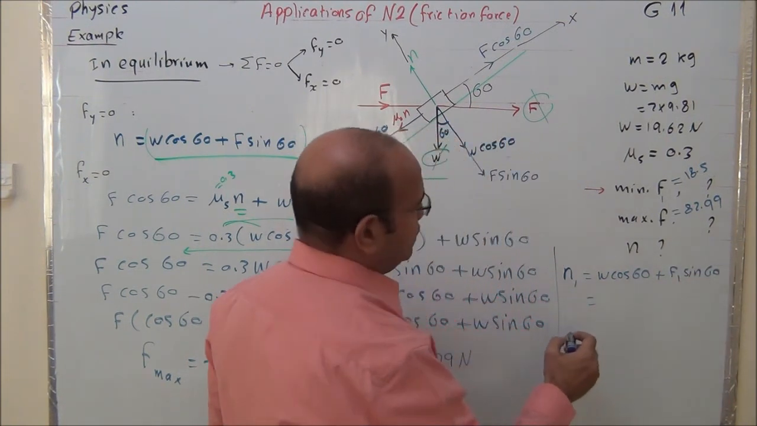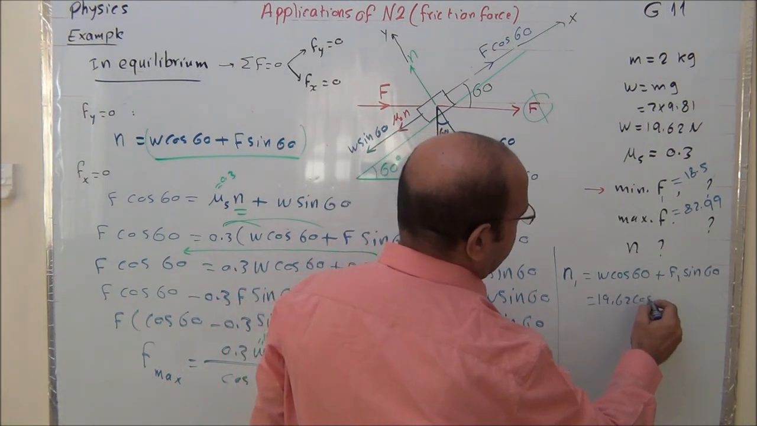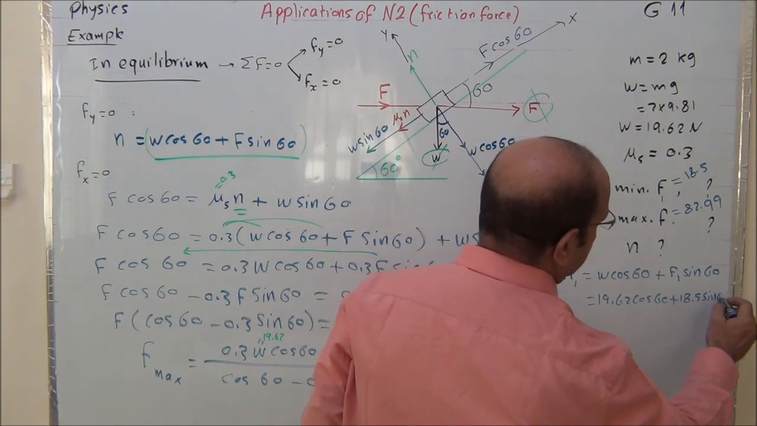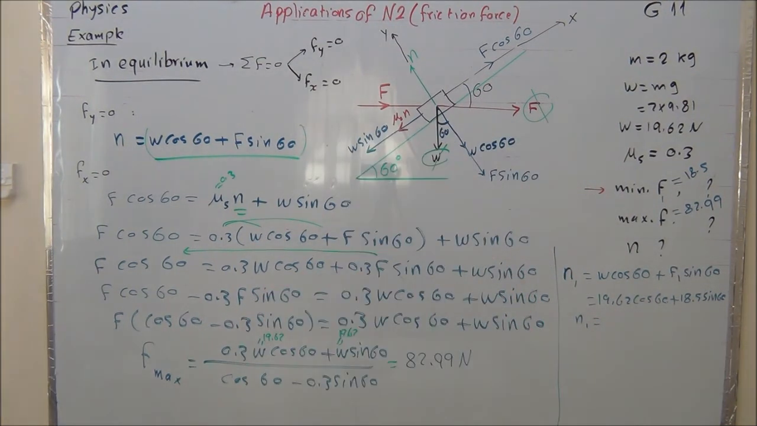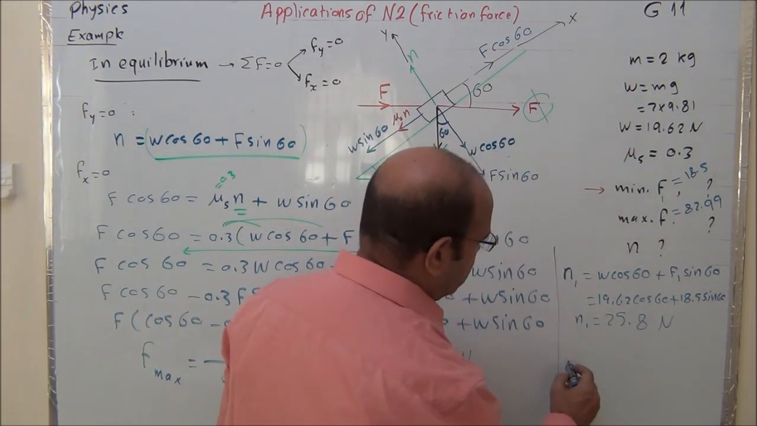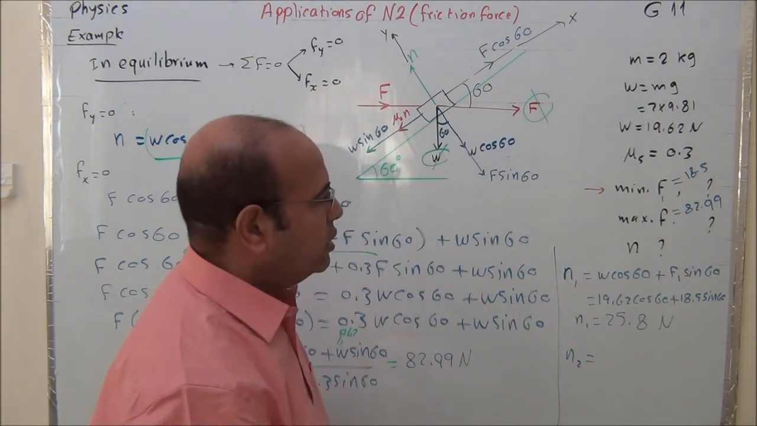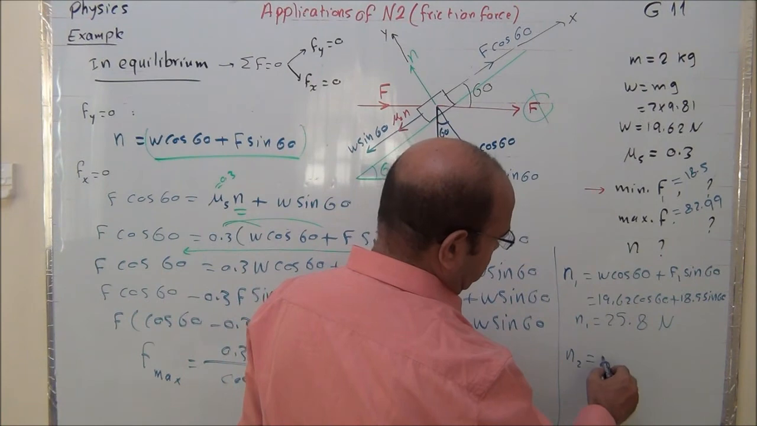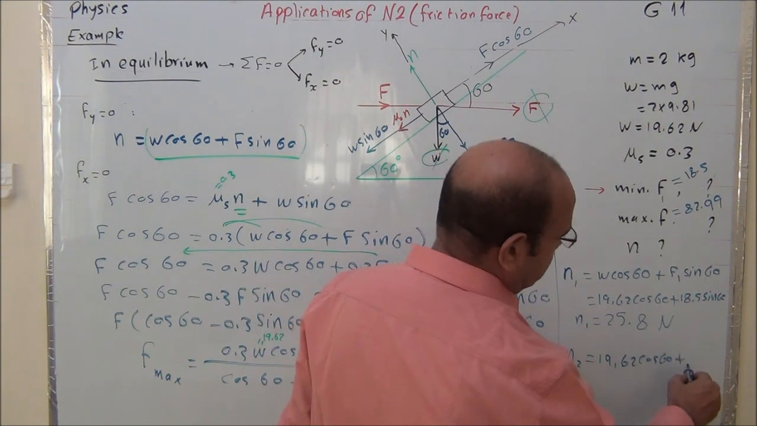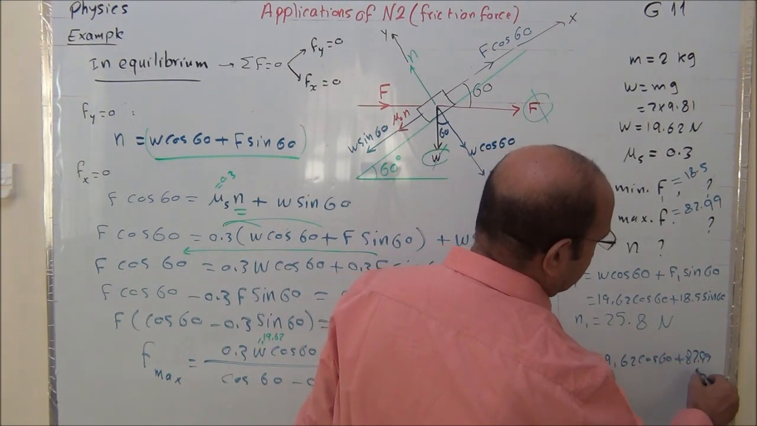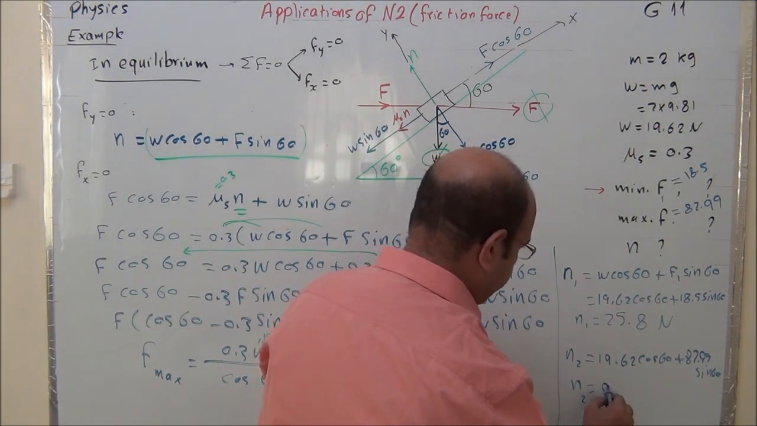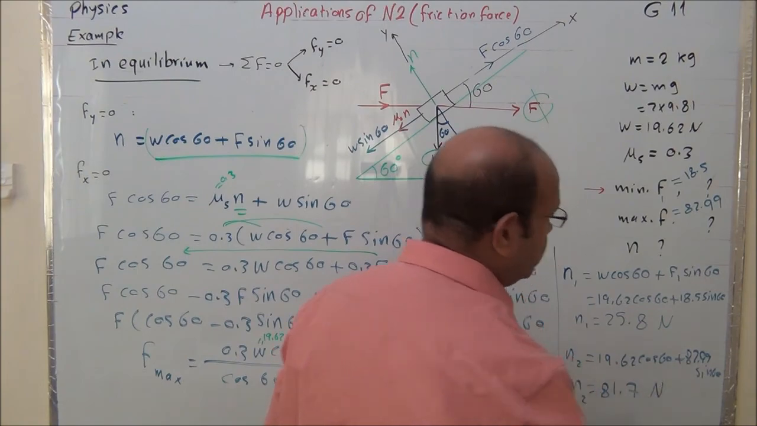So W is 19.62 cosine 60 plus F1, which was 18.5, sine 60. Now we can calculate N1. The normal contact force in the first case is 25.8 Newton. For the normal contact force in the second case, we just replace F by 82.99. So it is 19.62 cosine 60 plus F2, which was 82.99, sine 60. So N2, the normal contact force in the second case, is 81.7 Newton.